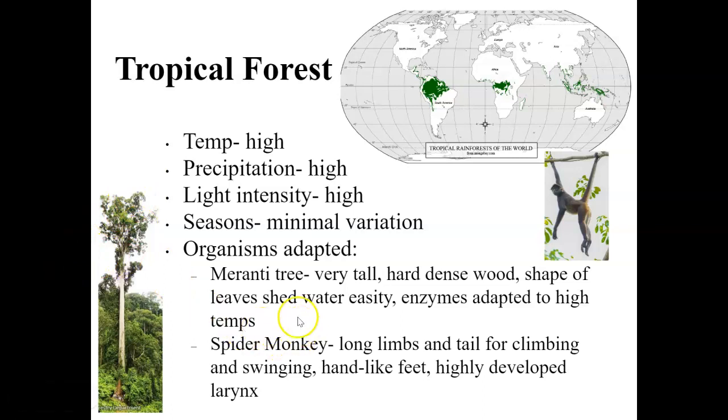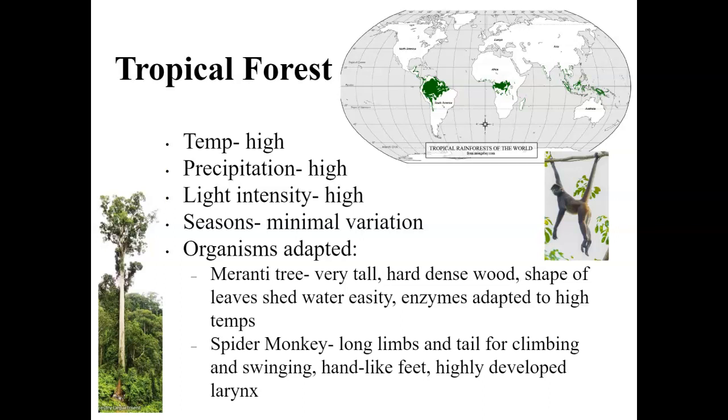The spider monkey is a good example of an animal that has adaptations for the tropical rainforest. It tends to have very long, lean limbs, and it can actually use its tail as a fifth limb. And this is really important for these organisms to climb and swing from tree to tree. Its feet are also hand-like, which helps it to gather food.